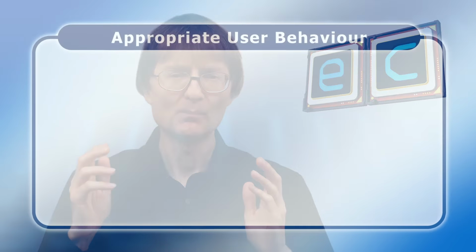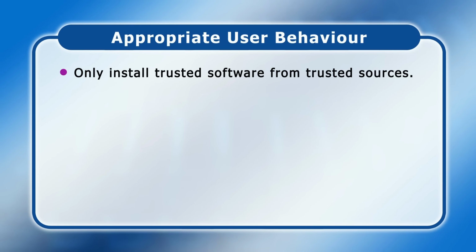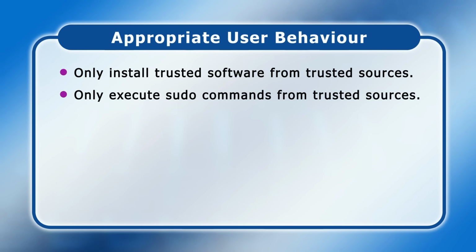Finally, and critically, we get to the issue of appropriate end-user behaviour, because it's often end-user actions rather than insufficient technologies that pose the greatest security risk. This of course matters regardless of what operating system you choose to run. But it's worth stressing that to keep a Linux system secure, it's important to only install trusted software from trusted sources, which in practice usually means choosing mainstream packages from your distro's official repositories. To only execute sudo prefixed commands, again from trusted sources.